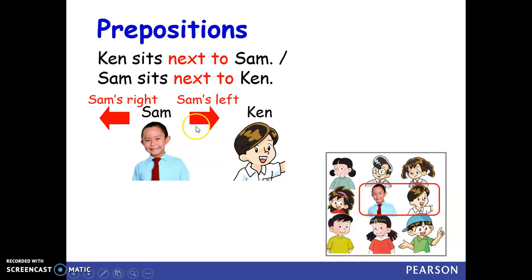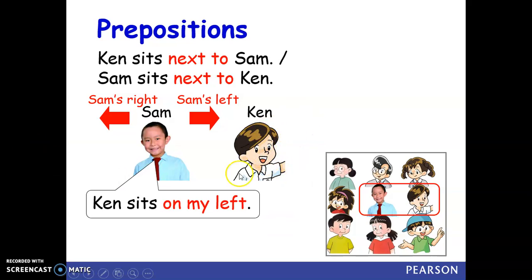Okay, so this is a little bit more complicated, and even sometimes I still have trouble with this. We are going to talk about your right and your left. So look at Sam. He is looking forward. And you can see that this side, this is Sam's right side. And this side, this is Sam's left side. So Ken, is he on Sam's right or Sam's left? What do you think? Is he on Sam's right over here? Or is he on Sam's left over here? Actually, he is on Sam's left.